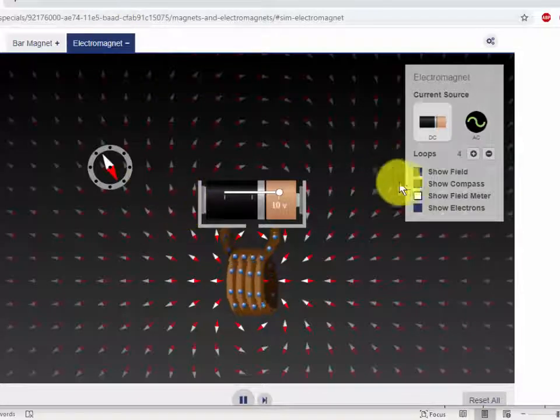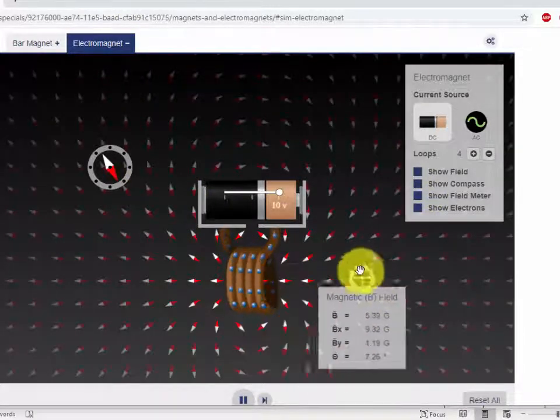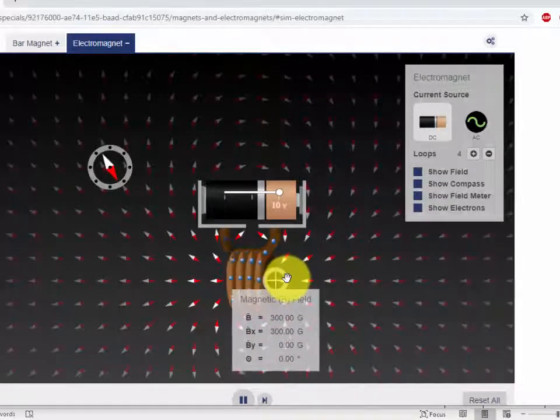So what you're going to do is click on this show field meter, and you can measure the field anywhere, but I want you to measure dead center of this right here. Note that this G right here is Gauss. I don't really talk about that a whole awful lot, but that's the unit of magnetic field.